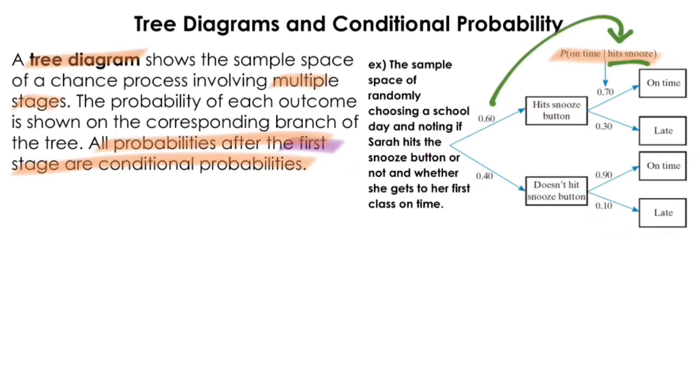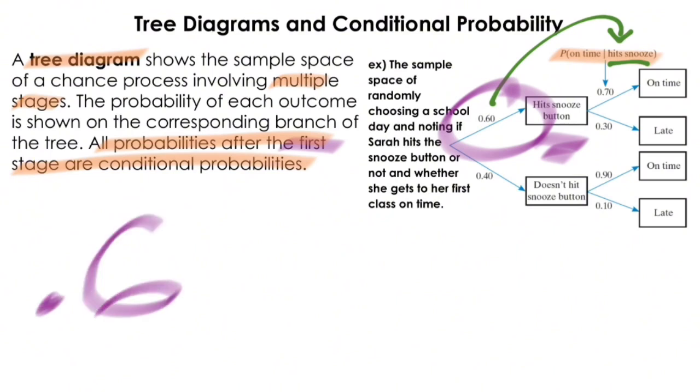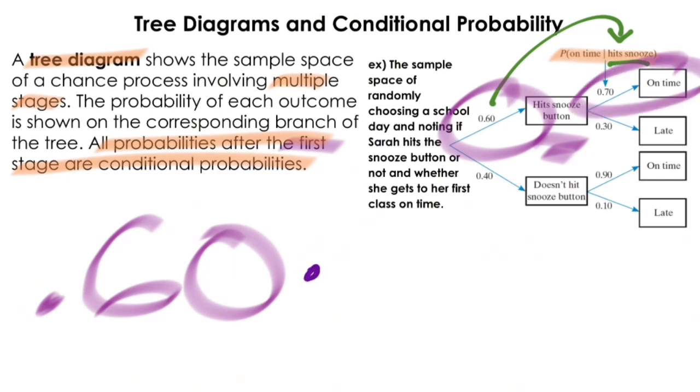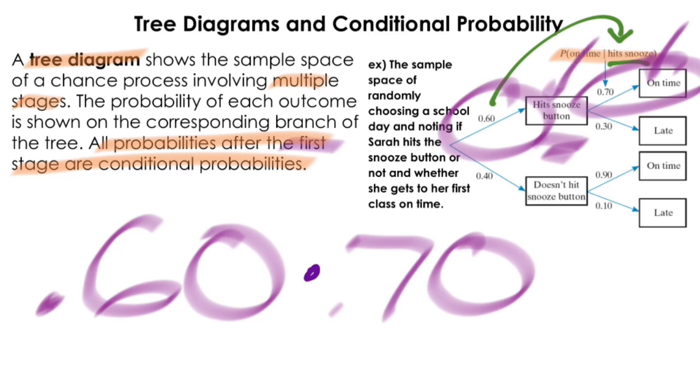So here's what we're looking for here. There are multiple stages. You can see right here, for example, there is a 60% chance that a student is going to hit the snooze button. So that would be 0.60. And then if you're trying to find the probability that they hit the snooze button and then they're also on time, those two probabilities happening together, you would simply multiply 0.60 times 0.70. And that would be the probability that the student is on time given that they hit the snooze button.